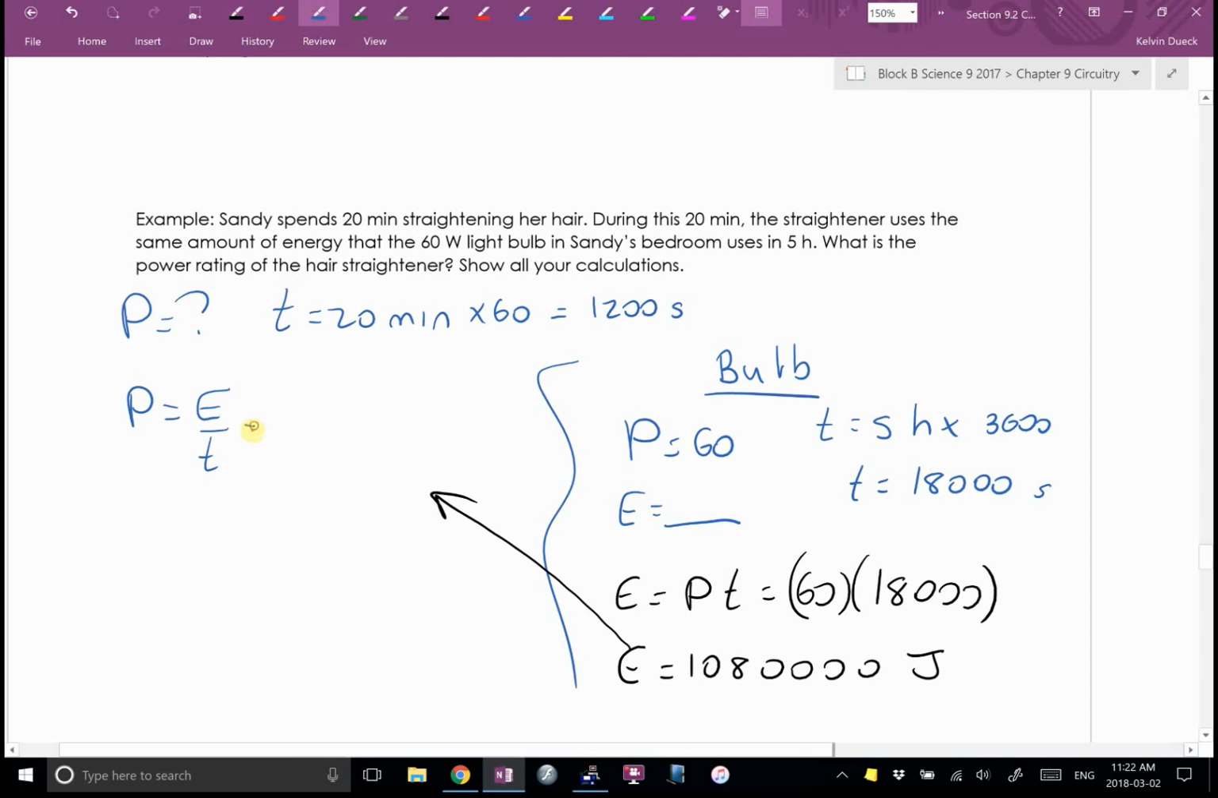So David, my friend, we're nearly home. What energy am I going to put in here? Look up, kiddo. What energy am I going to put in right there? This number here, yes? 10840. Which time am I going to use? Now we're talking about the hair straightener, so we're going to use this time here.